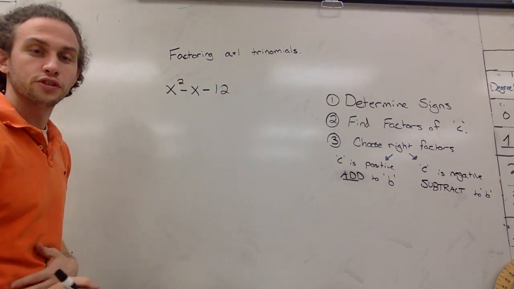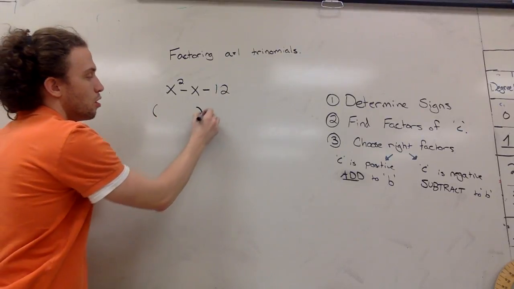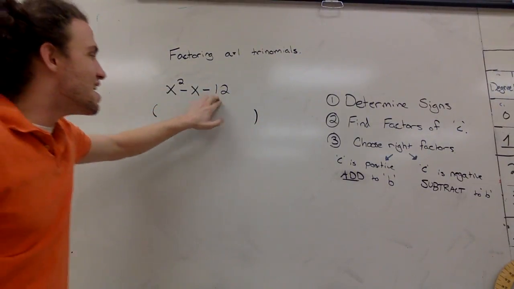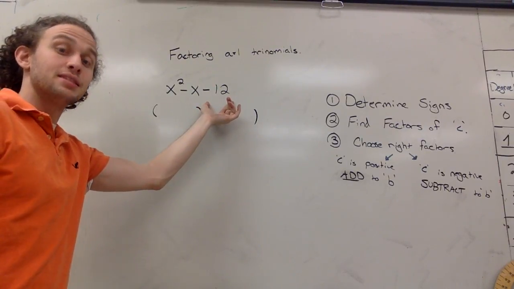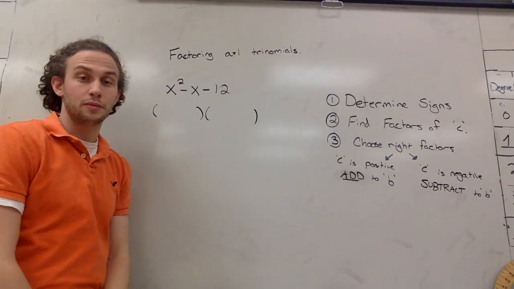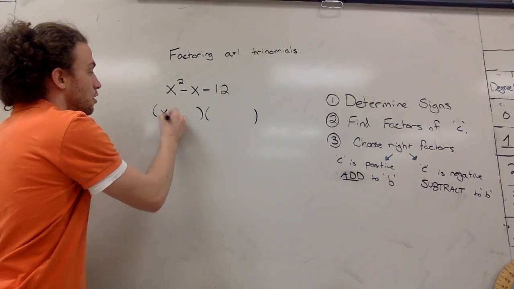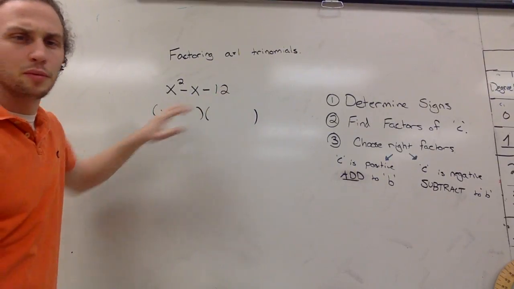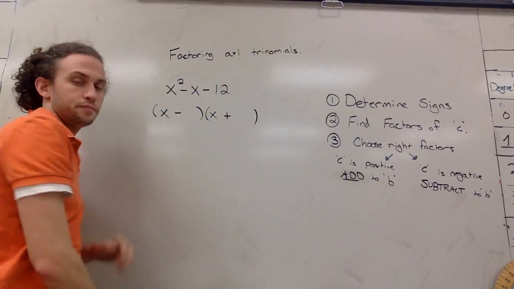So we still start off the same way. Determine the signs. If I look at this, I have to multiply to a negative number. Anytime this last thing is negative, my signs have to be opposites. One's positive, one's negative. That's only in this case when C is negative. So I'm going to put a negative here and a positive here.